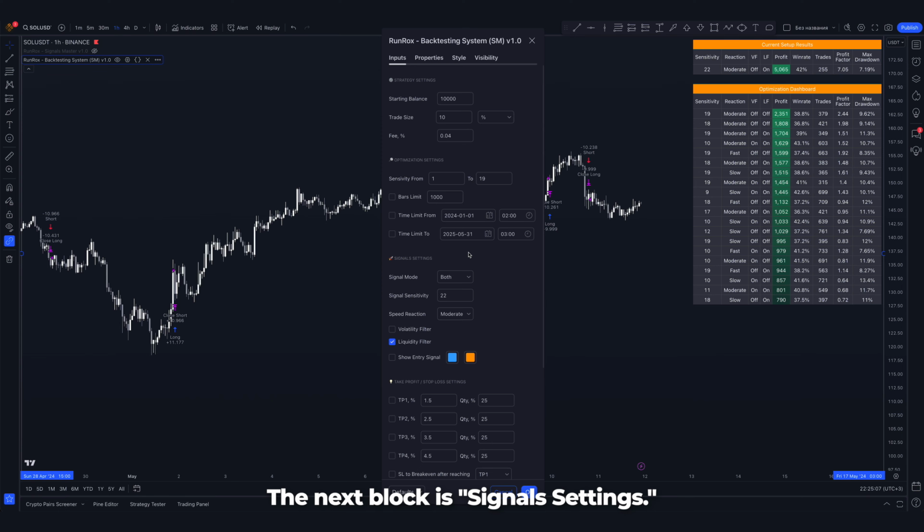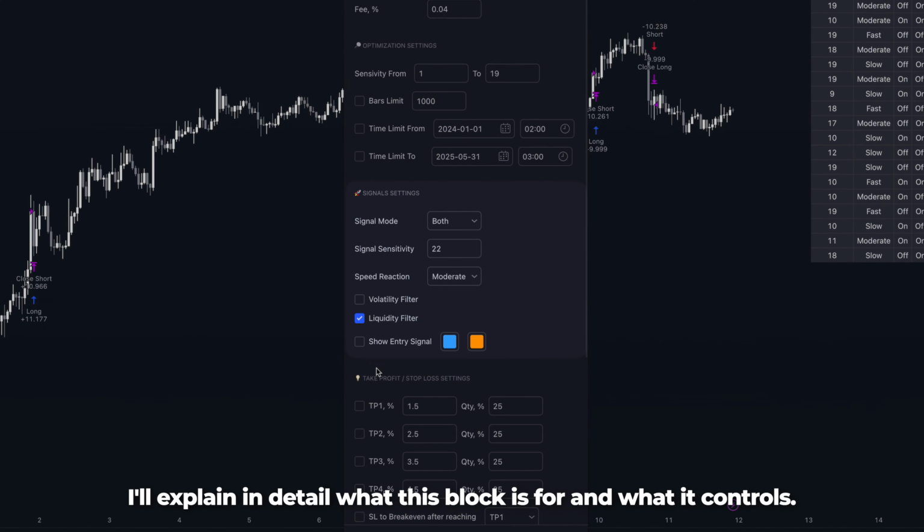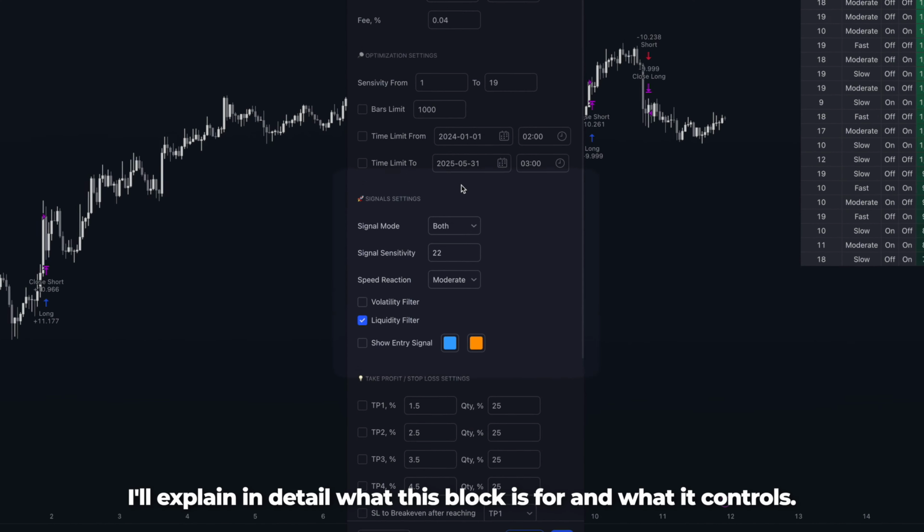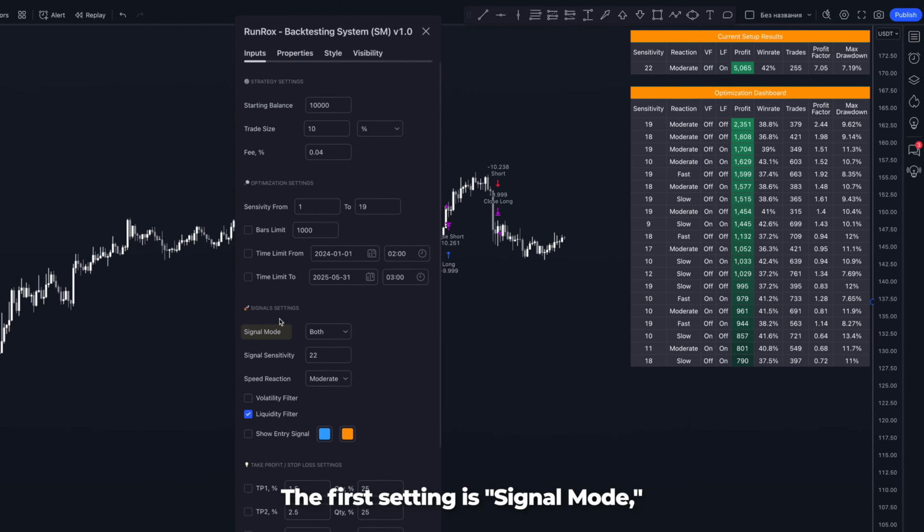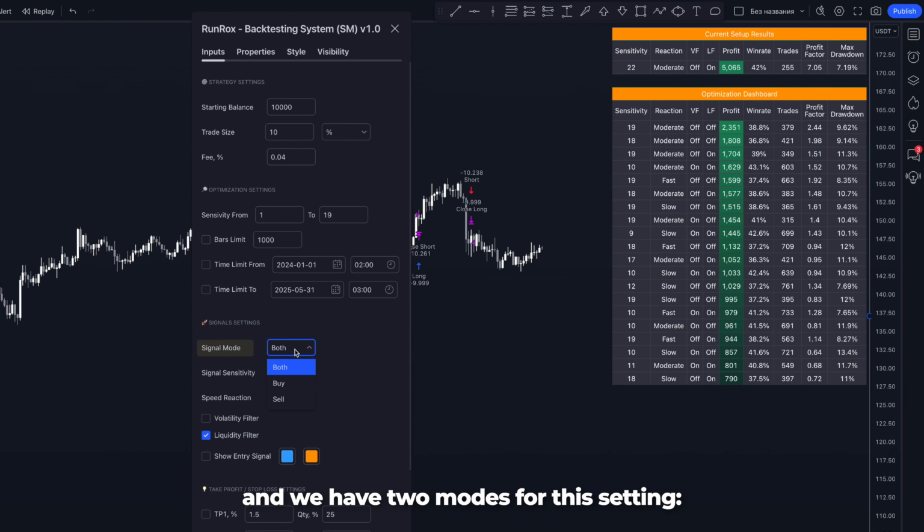The next block is Signal Settings. I'll explain in detail what this block is for and what it controls. The first setting is Signal Mode, and we have two modes for this setting. Buy.